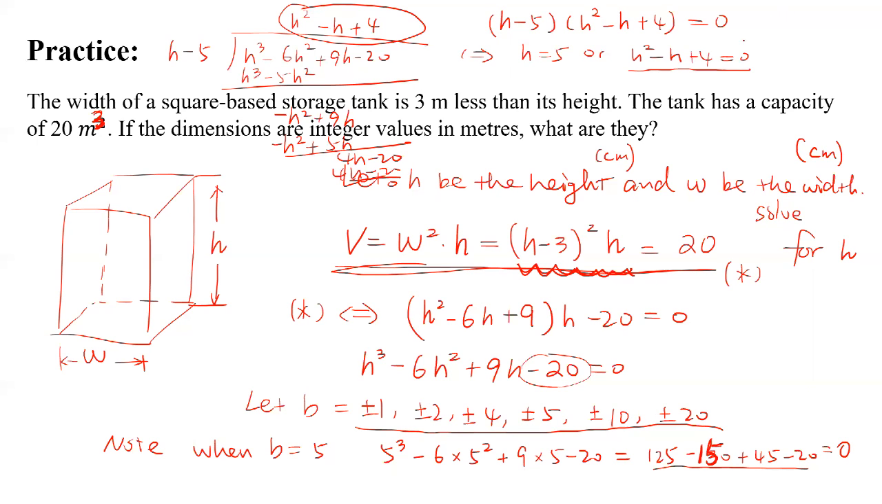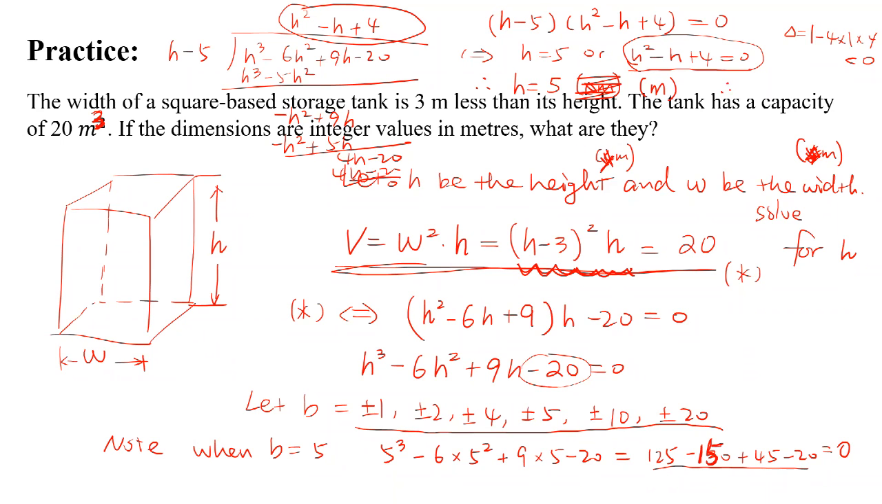So this is a quadratic equation. Let's check the discriminant first. The discriminant is 1 minus 4 times 1 times 4, which is smaller than 0, so there is no real solution for this equation, right? So the final solution is h equals 5 meters. Sorry, the unit should be meters, not centimeters. Final solution would be h equals 5 meters, right?